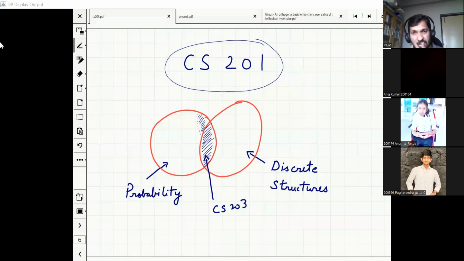Probability has, in some sense, two parts: discrete probability, continuous probability. If you look at computer science, probably 20 years back, most of the probability which was used was discrete probability. And would anyone like to guess why that is the case? Why would discrete probability be more important for computer science?